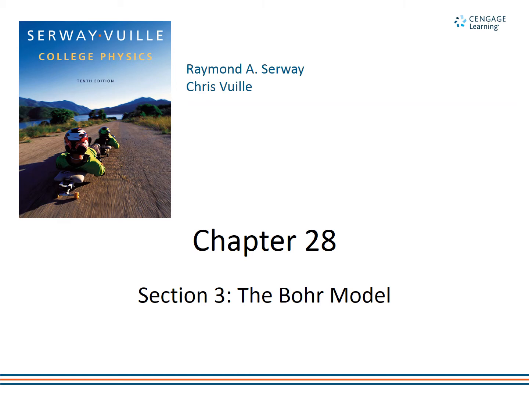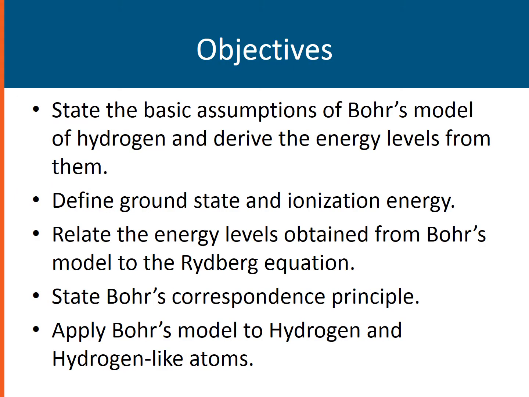This lesson is on Chapter 28, Section 3, the Bohr Model. For this lesson, we will cover the following objectives. First, state the basic assumptions of Bohr's model of hydrogen and derive the energy levels from them. Second, define ground state and ionization energy. We will also relate the energy levels obtained from Bohr's model to the Rydberg equation, state Bohr's Correspondence Principle, and lastly, apply Bohr's model to hydrogen and hydrogen-like atoms.